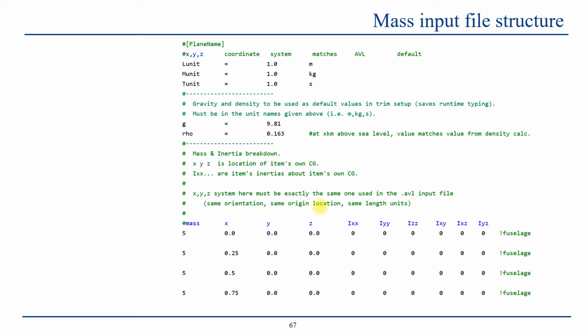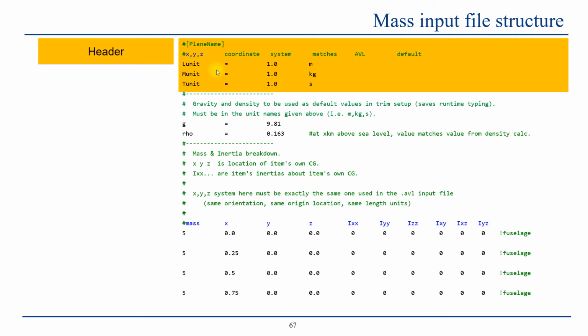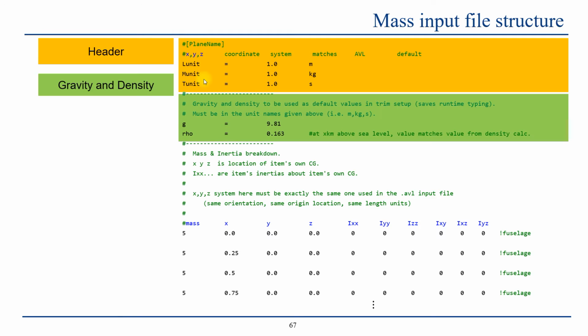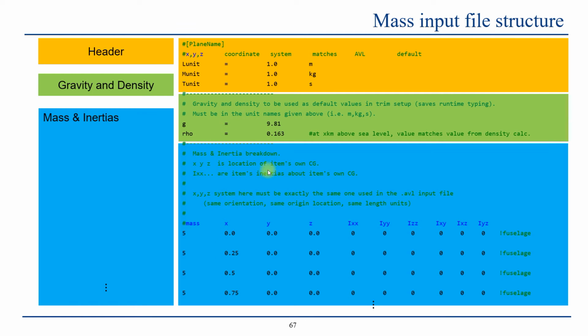So how does it look in code? If you look at the mass file for an AVL, this is the overall structure of the mass file. At the top, you have the header section, which includes the units for length, for mass, and for time. Then you have the gravity and density section, which will basically help you to save time during runtime, when you're running your analyses, so you don't have to type them again and again. And finally, the mass and inertias.